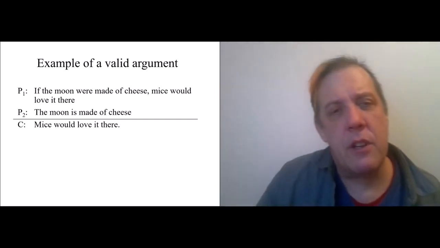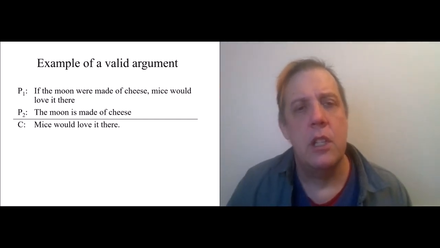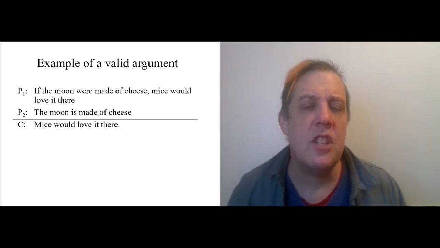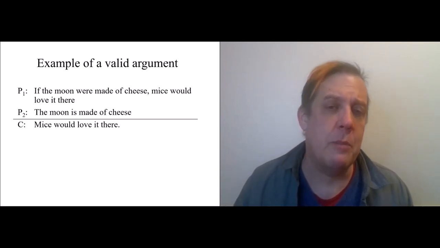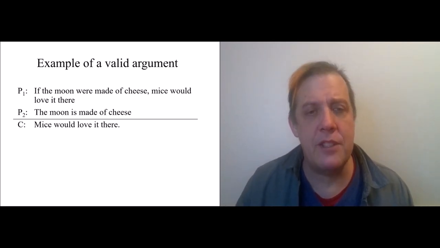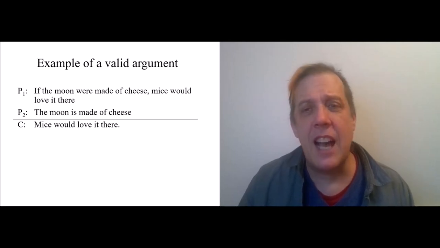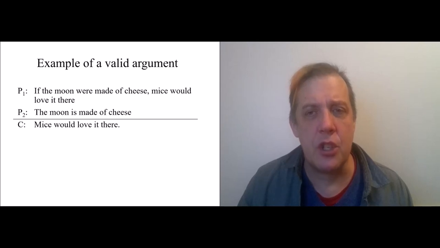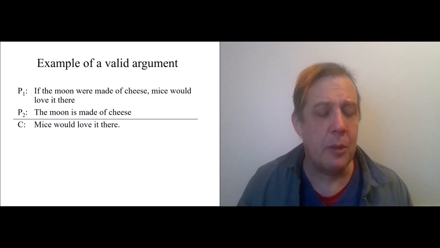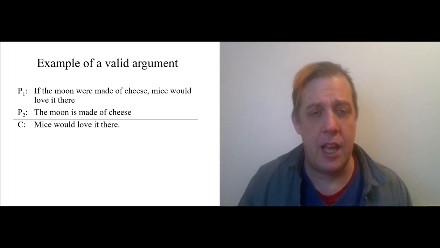So here's another example of a valid argument. If the moon were made of green cheese, mice would love it there. The moon is made of cheese, therefore mice love it there. Now we've got a false premise, but it's got the same structure as the first argument, actually. And it's a valid structure. If A, then B, A, therefore B.